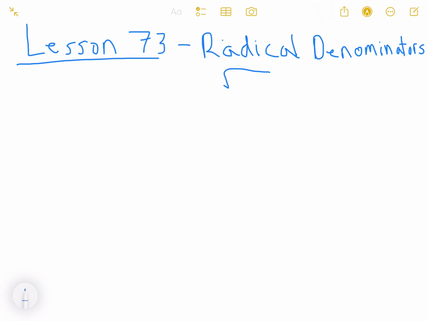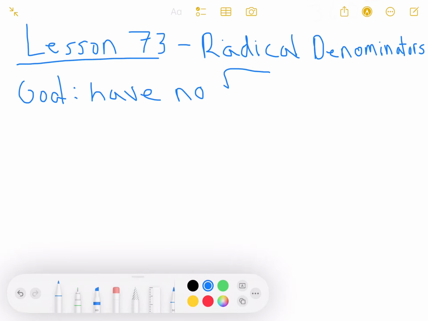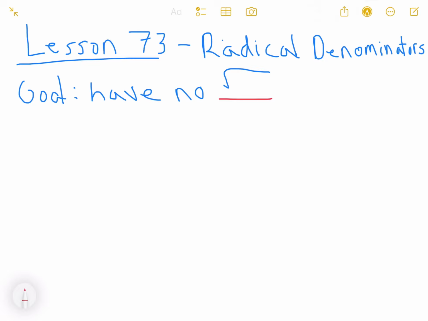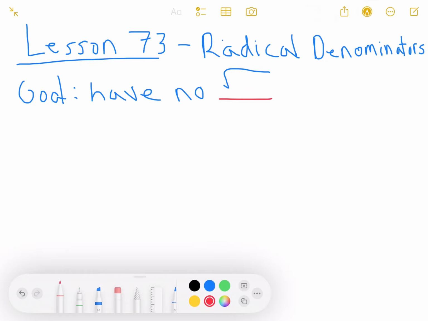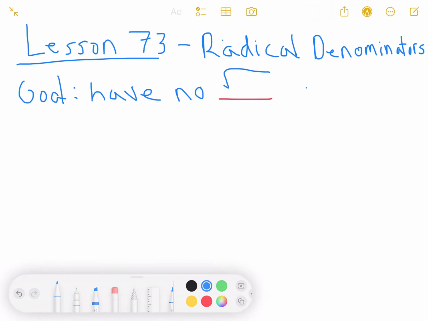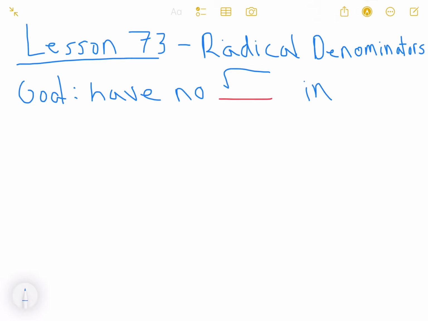So here, our goal with radical denominators is not to have them in the denominator. Our goal is to have no radicals in the denominator.